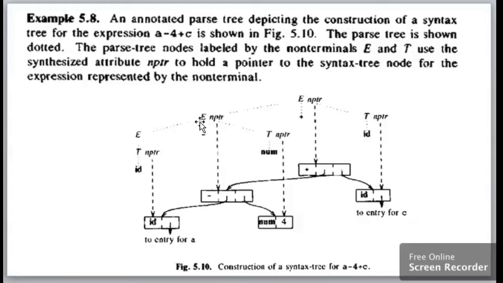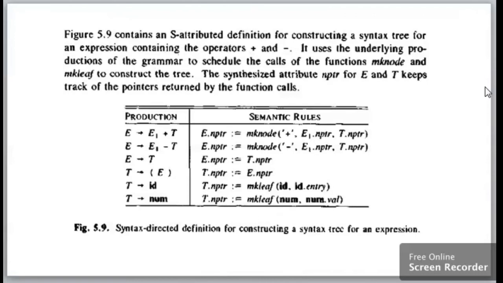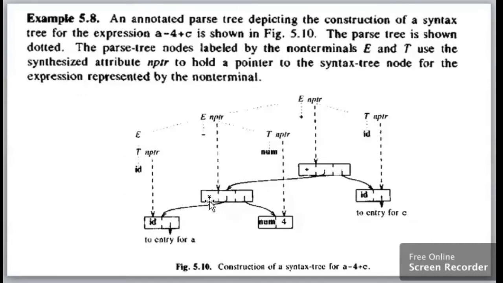For this E.nptr, as per the semantic rule that we have seen, E can have the form of E minus T. It's going to construct a node for the operator minus. So I am going to construct over here for this nptr, that is minus, with the left and the right operands. So left is going to be the pointer to the symbol table. So this is going to be the new pointer that we have constructed over here. As per our syntax tree, this is going to be the P1, this is going to be the P2 pointer. So this is minus P1 comma P2.